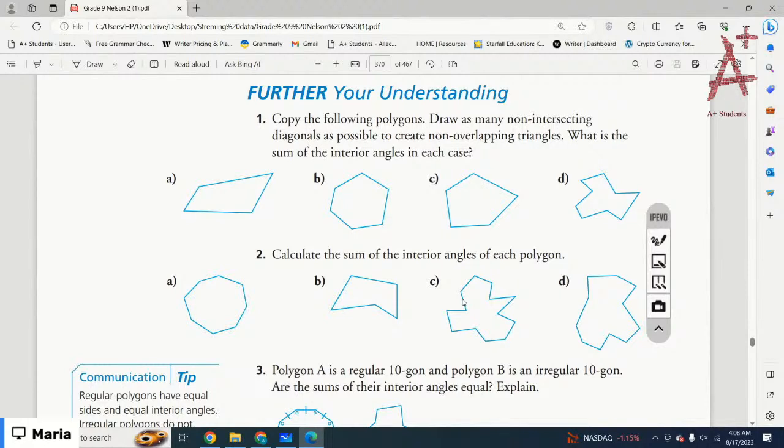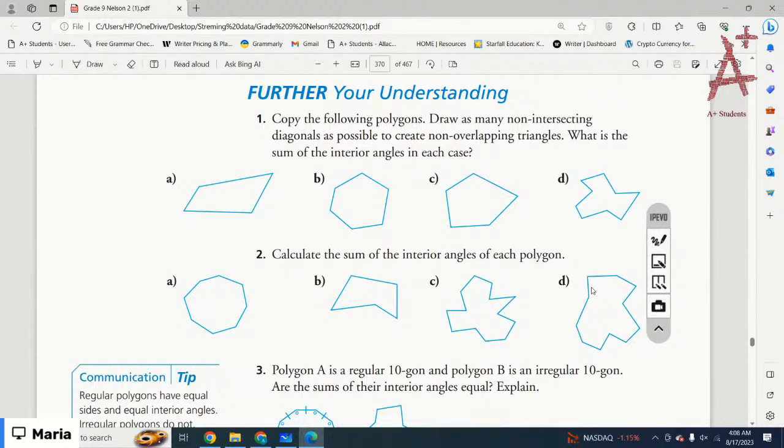Okay. Then D is, let's see how many sides. 1, 2, 3, 4, 5, 6, 7, 8, 9, 10, 11. D is 11 sides, right? So you have to do 11 minus 2 times 180. So it would be 9 times 180. So you can calculate 9 times 180, right?